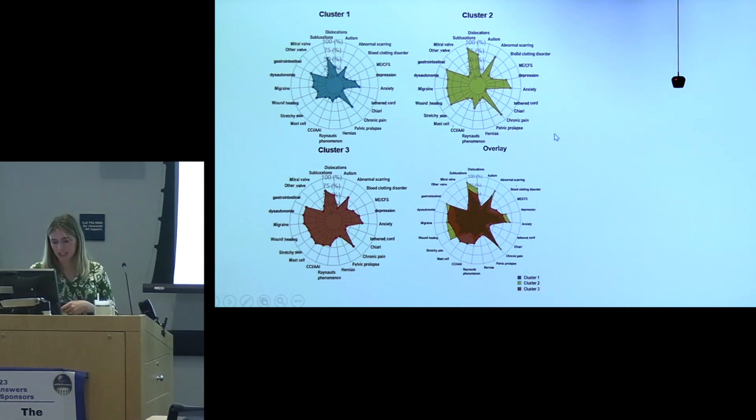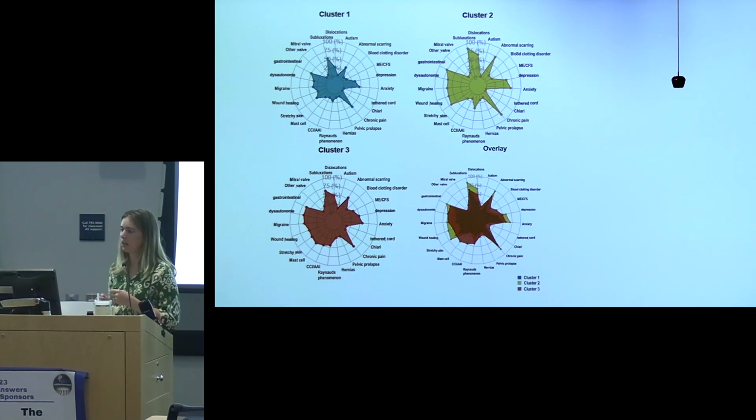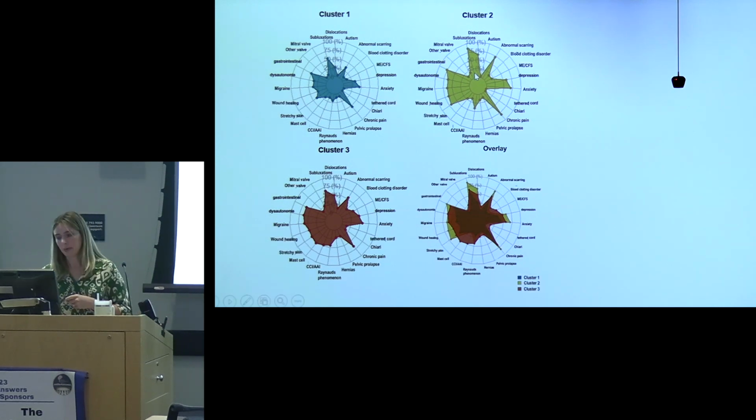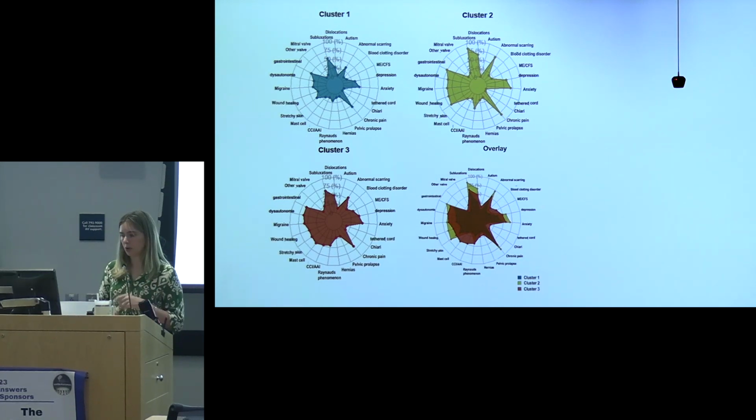What was really interesting is I found that there was really sort of a typical HEDS meeting that 2017 criteria cluster, and that was this yellow one, right? We see the highest prevalence of subluxations and dislocations, we see wound healing and stretchy skin, and we see chronic pain. But then when we look at maybe this cluster over here, we see a higher prevalence of, although it's not super high, tethered cord and Chiari and CCI. So almost more of a neurological or neurosurgical cluster.